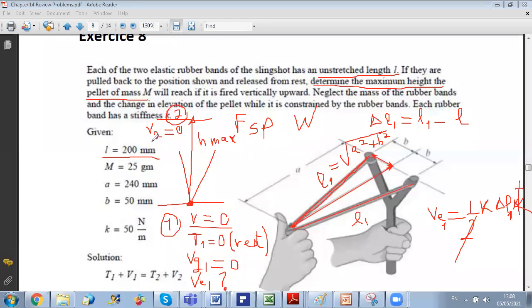Concerning the elastic potential, do I still have an elastic potential at this position? The elastic at state 2? Yes. Why yes? We're considering this mass. Is it still attached to the spring? No, it's not.